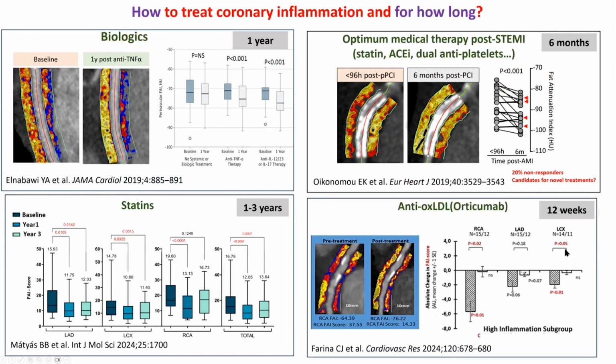And in a most recent randomized clinical trial that was published a few months ago, just 12 weeks of treatment with orticumab, which is an anti-oxidized LDL monoclonal antibody, has shown a striking reduction of inflammation in all 3 coronary arteries. And this is very important for phase 2 trials where the safety data do not go beyond 12 or 14 weeks. And this is a biomarker that changes dynamically and very fast, and it's an imaging biomarker.